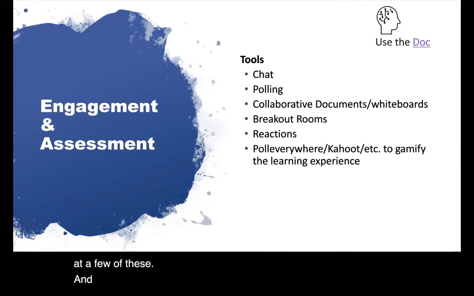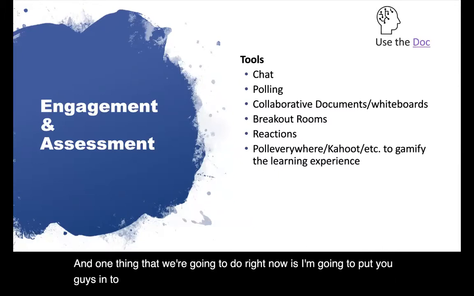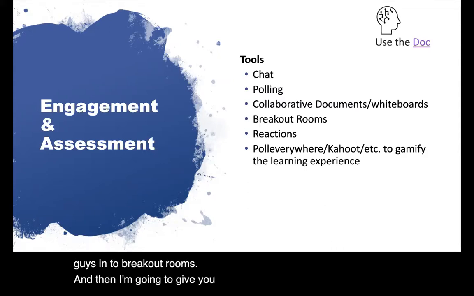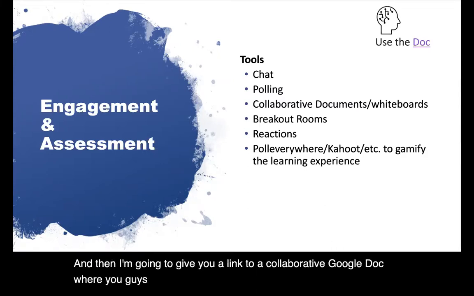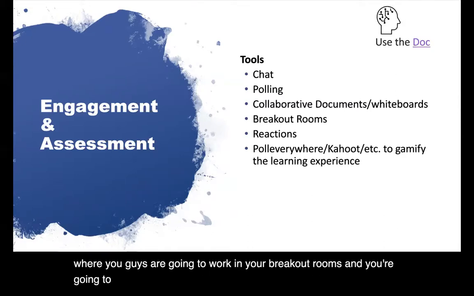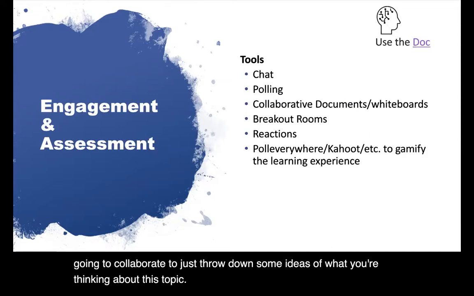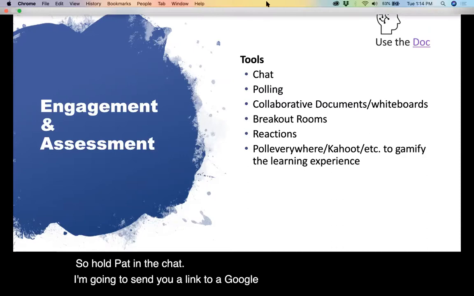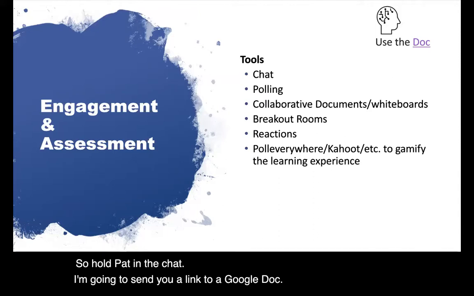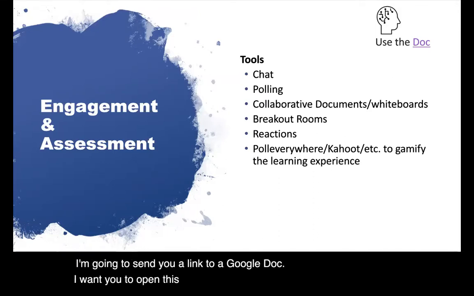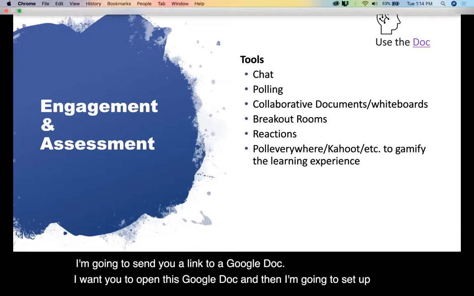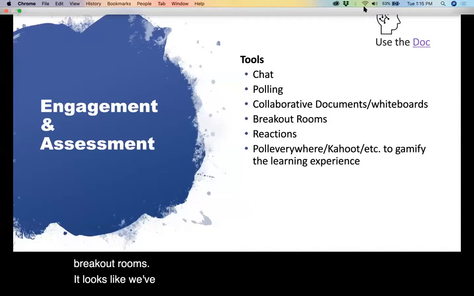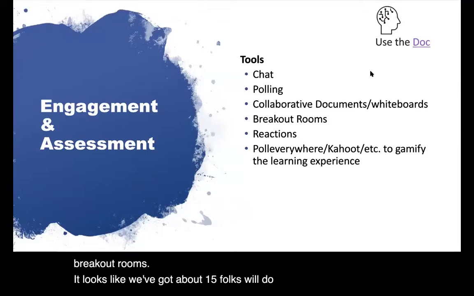And one thing that we're going to do right now is I'm going to put you guys into breakout rooms. And then I'm going to give you a link to a collaborative Google Doc where you're going to work in your breakout rooms and collaborate to just throw down some ideas of what you're thinking about this topic. So hold tight in the chat. I'm going to send you a link to a Google Doc. I want you to open this Google Doc, and then I'm going to set up breakout rooms. It looks like we've got about 15 folks. We'll do 3 breakout rooms of 5.